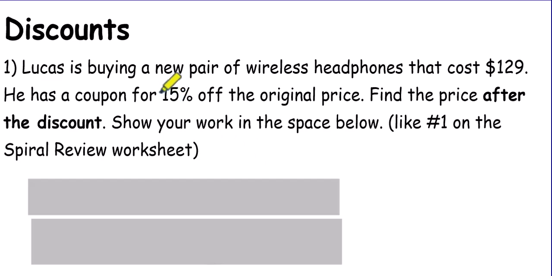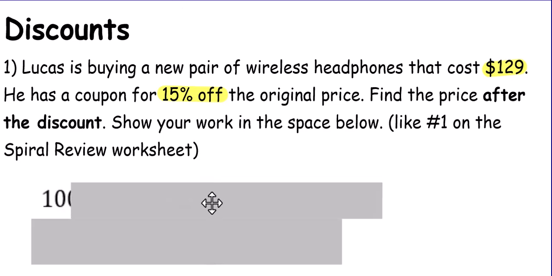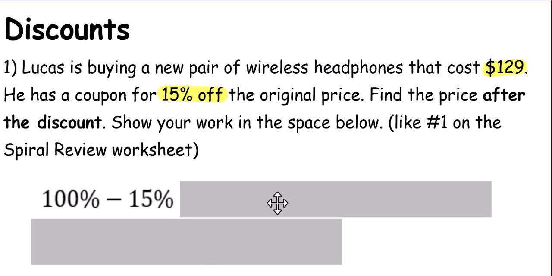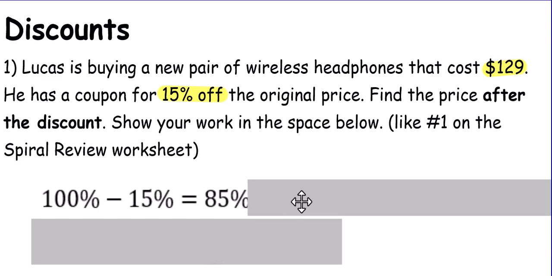So we're looking at a discount here, and we're looking at a discount of 15% off. Our original price is $129. Now, the way we presented this in class previously was we took 100%, which is full price, and we subtracted the percent of discount, which in this case is 15%. Since we're going to take 15% off of the original, which is 100% of the price, 100% minus 15% is 85%.